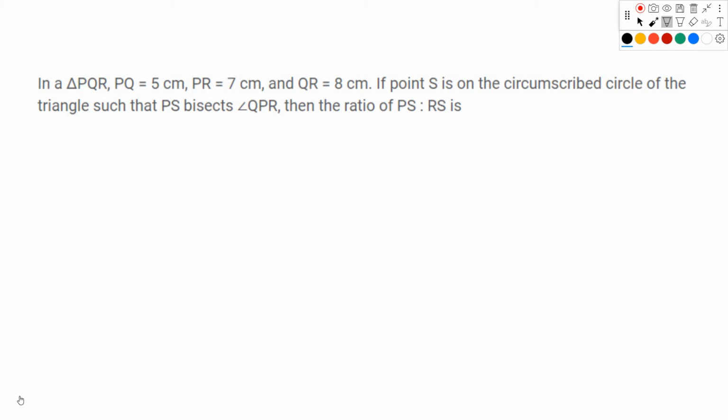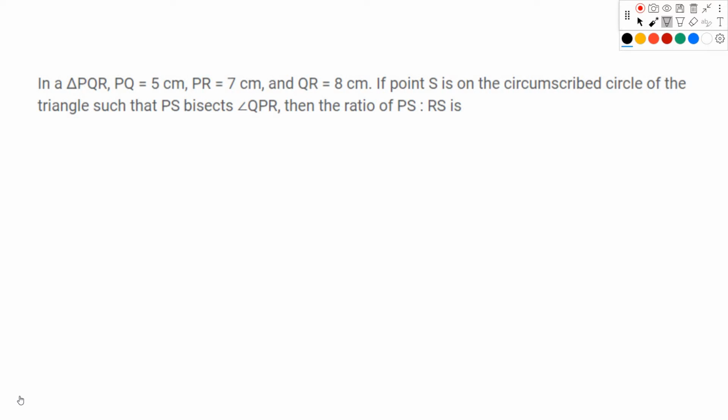Let's look at this question. In a triangle PQR, PQ is 5, PR is 7 and QR is 8. If point S is on the circumscribed circle of the triangle such that PS bisects angle QPR, then the ratio of PS to RS is.